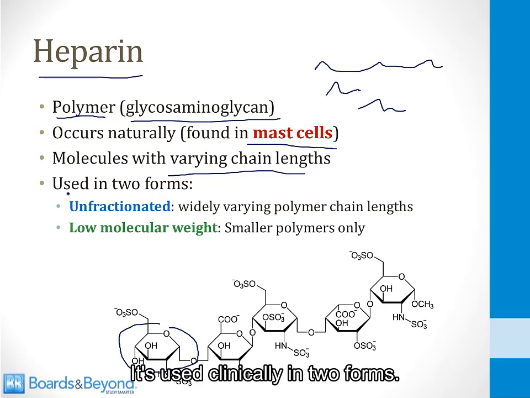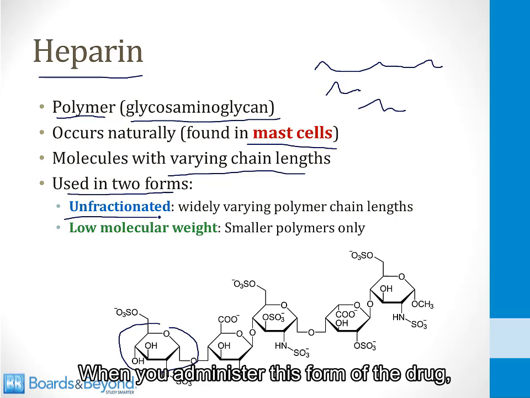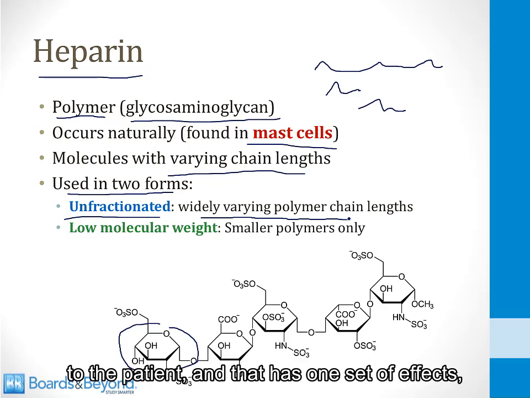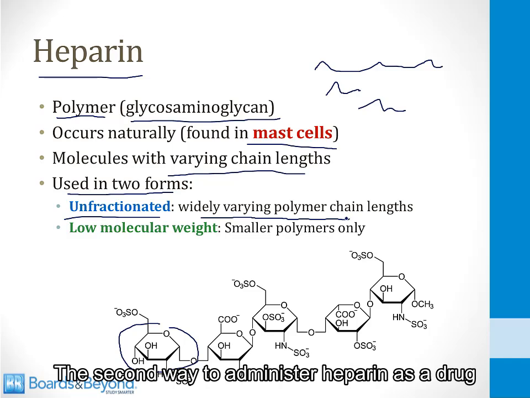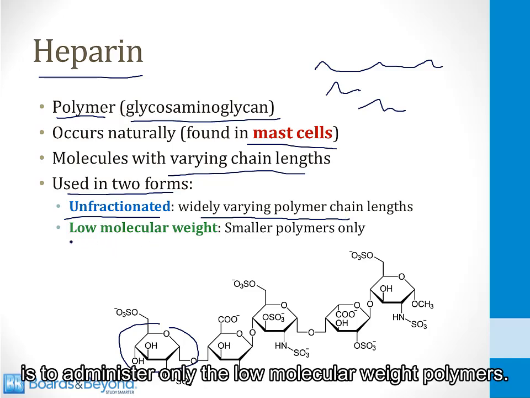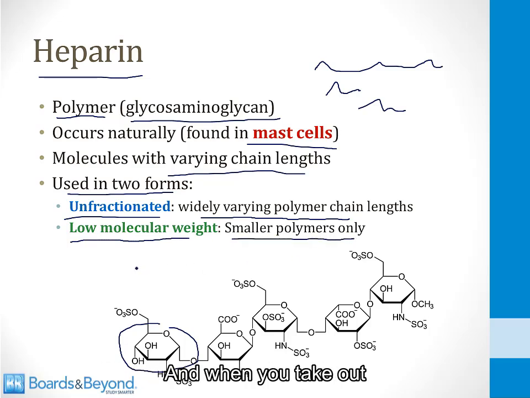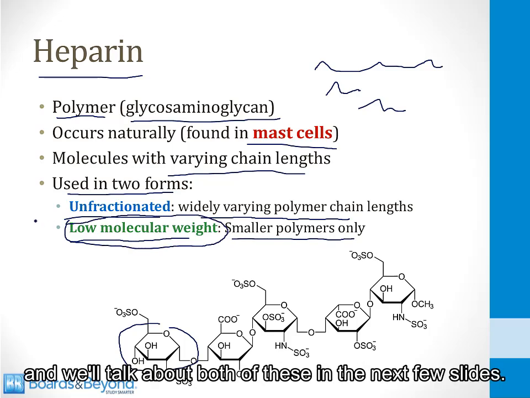It's used clinically in two forms. The first form is called unfractionated heparin. When you administer this form of the drug, you are administering widely varying polymer chain lengths to the patient, and that has one set of effects which we'll talk about in a minute. The second way to administer heparin as a drug is to administer only the low molecular weight polymers. These are the smaller polymers only, and when you take out just the low molecular weight polymers, the drug has a different effect.